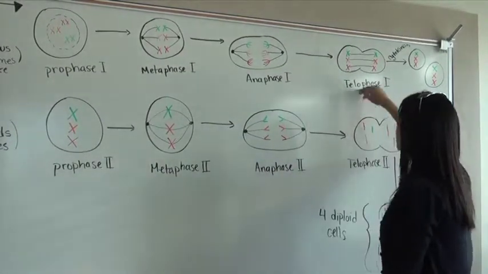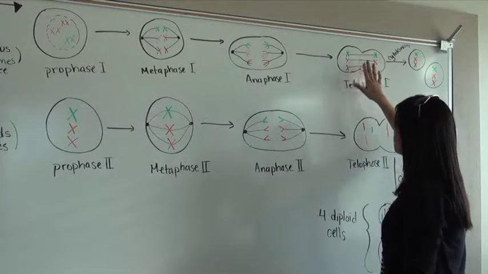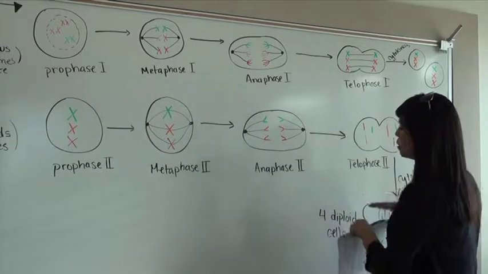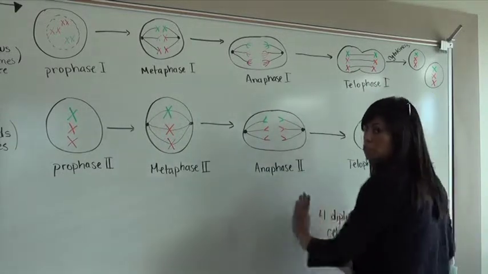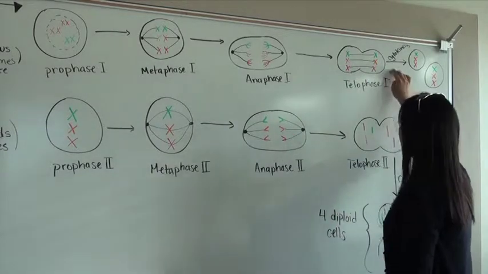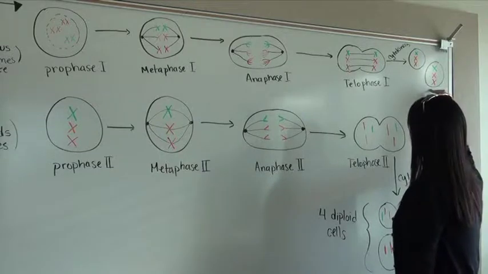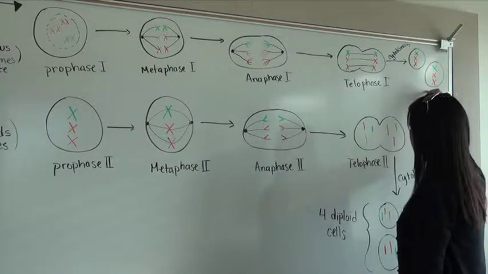Now in telophase, we can see more of the formation of the cell, and the spindle fibers' job is to push the chromosomes as far apart from each other as possible, at opposite ends. And then cytokinesis occurs here to pinch off and make two cells.